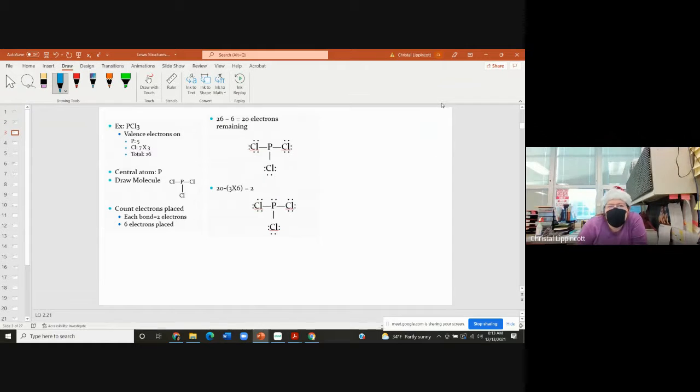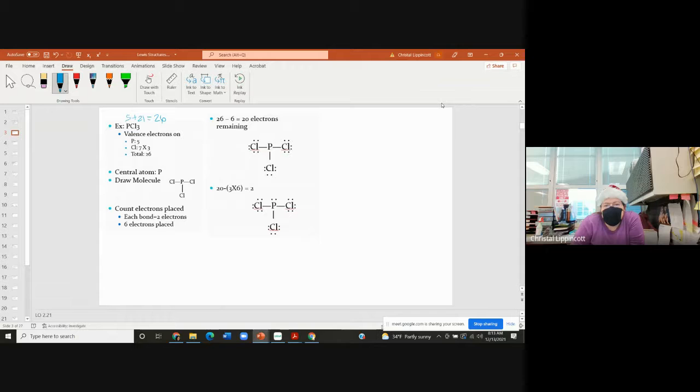Okay. So here is our phosphorus. We're going to count up how many electrons we have in PCl3. Phosphorus has 5. Chlorine has 7, times 3 is 21, giving us a total of 26 electrons. So you go through and add in your central atom. Again, it's typically the one listed in the front. And then you add the other ones around it.